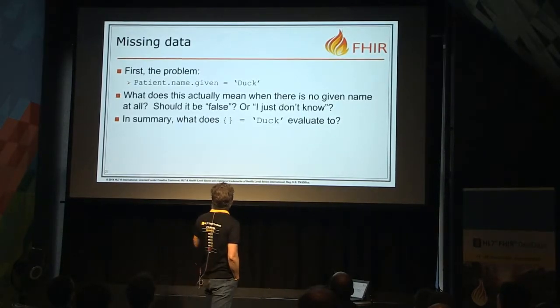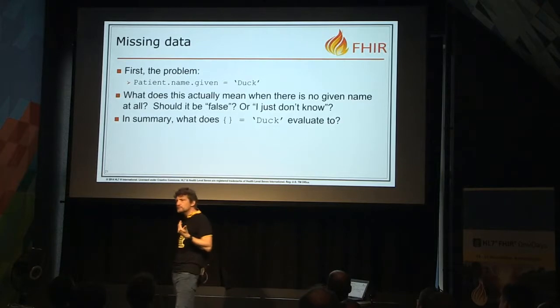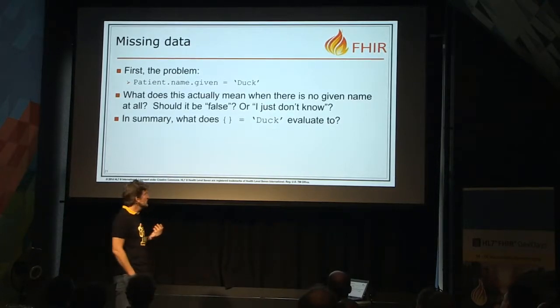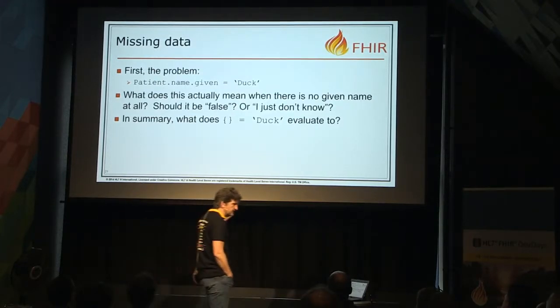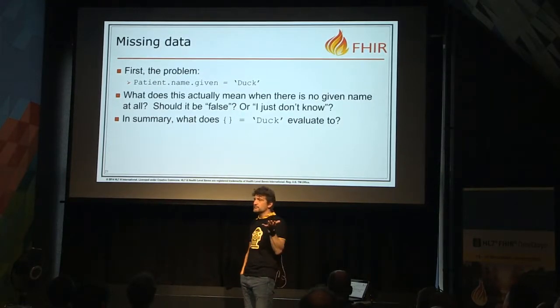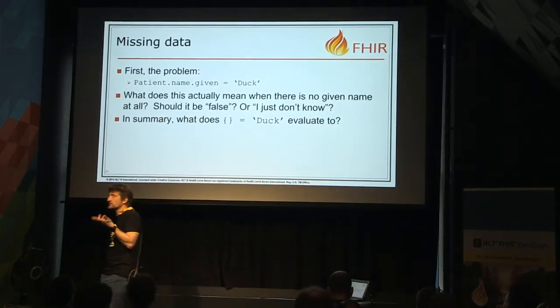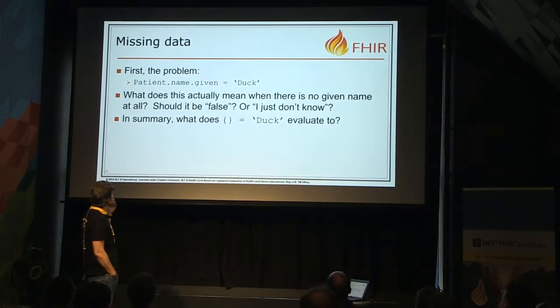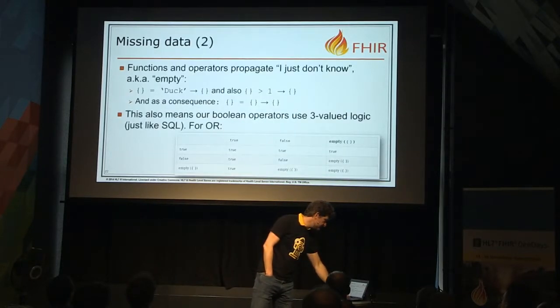So here's the problem. Patient.name.given = 'duck'. What does this do if there's no given at all? Is this true? Is this false? The only reasonable answer, and I really didn't want to go there, but that was the conclusion, is it's none of the above. It's empty. If you don't have givens and you compare it to duck, then the result is, I don't know. It's missing. I don't know what the equals operation result is if one of the two is missing. So missing equals duck evaluates to missing.